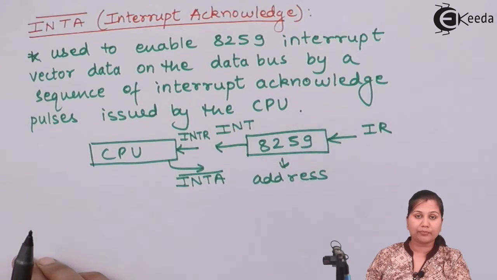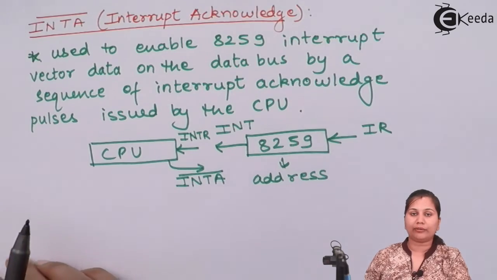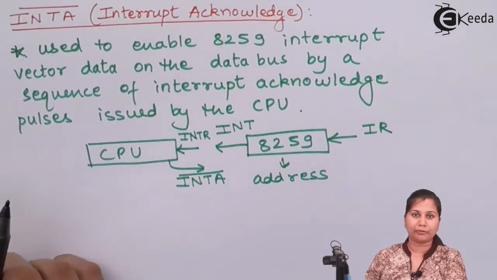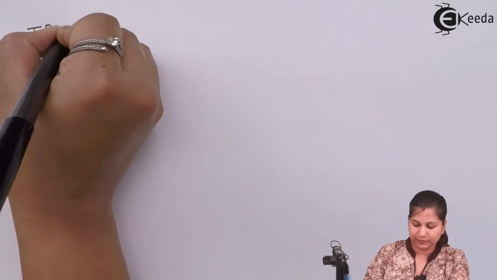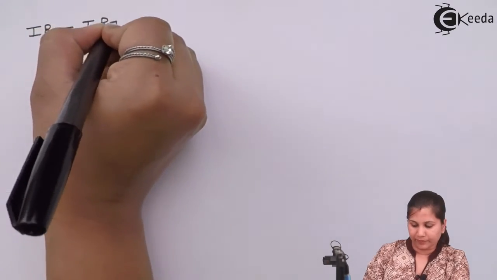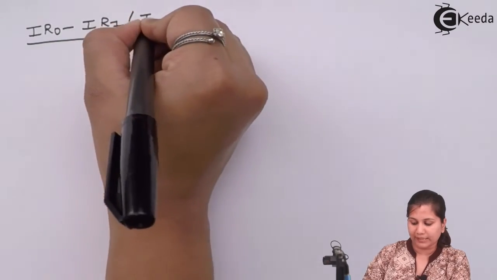Next comes the interrupt request. As the 8259 can handle 8 interrupt pins, there are 8 interrupt requests. So we have IR0 to IR7, which are the interrupt request inputs.